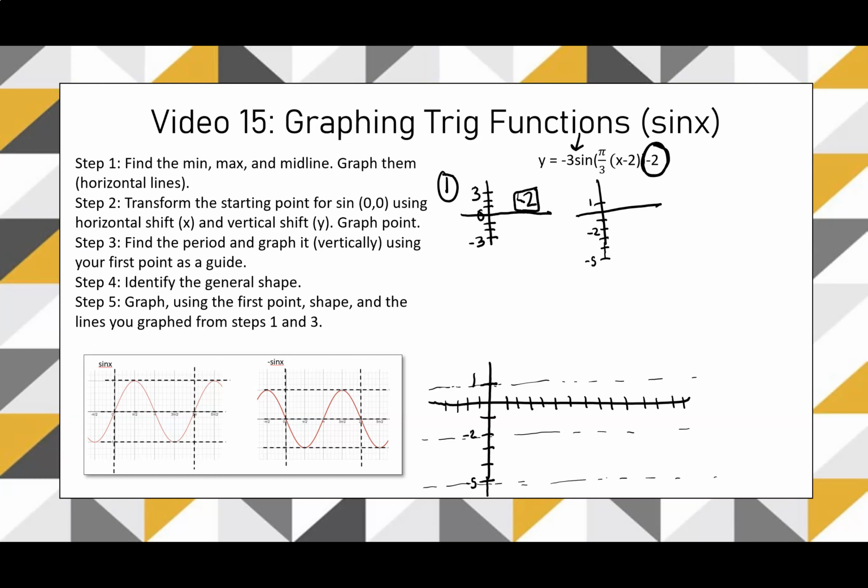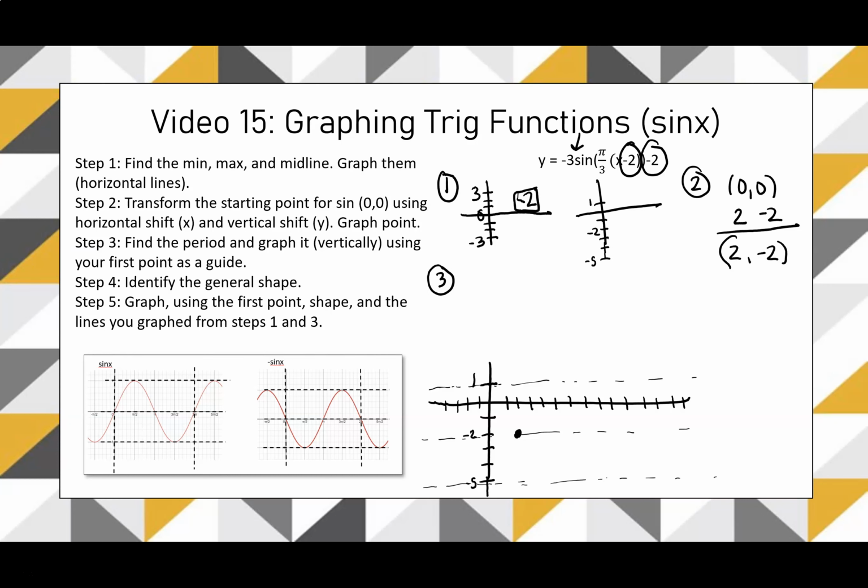All right, now step 2, I'm going to transform my starting point, which is 0, 0. And going back, I've got a right 2, so that's going to be a +2, and then a down 2, so that's going to be a -2. So my new starting point is going to be 2, -2. And it's really nice to check that you've done this right. 2, -2 is right here. You really should be on the midline, right? Doesn't sine start on the midline? Yes, it does. Okay. All right, so there we are at step 2. Let's go to step 3.